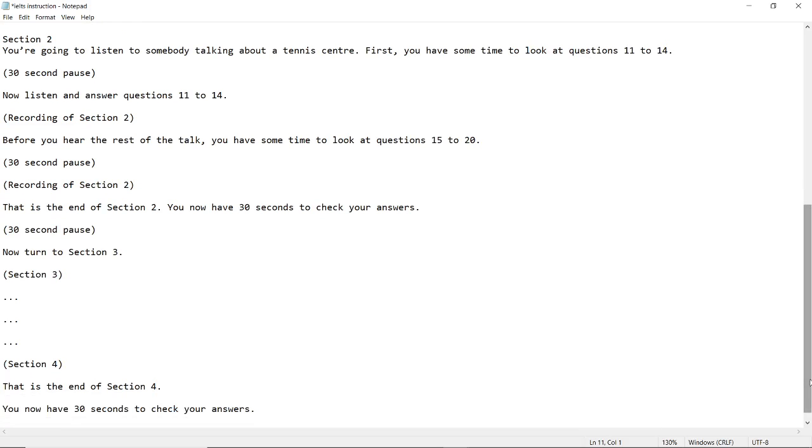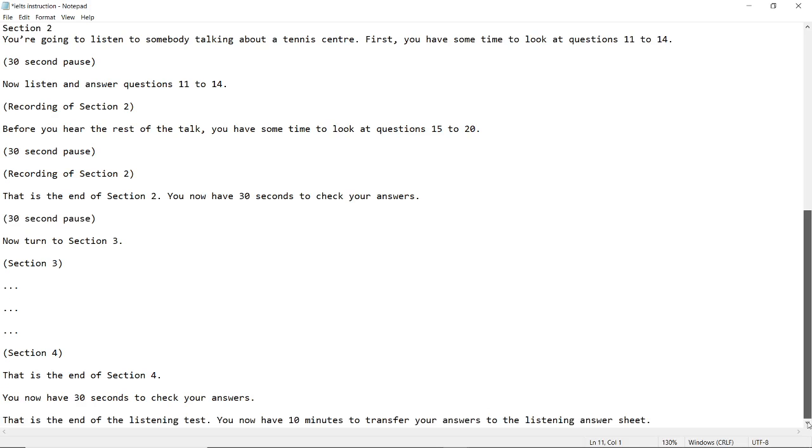Then the same pattern is followed in section 3, okay? The recording would be played, a 30-second pause would be given, time would be given to look through the questions. Then again the rest of the recording would be played in 2 intervals, okay? And then the same thing happens in section 4 also. Okay, so that is the end of section 4. Now you have 30 seconds to check your answers.